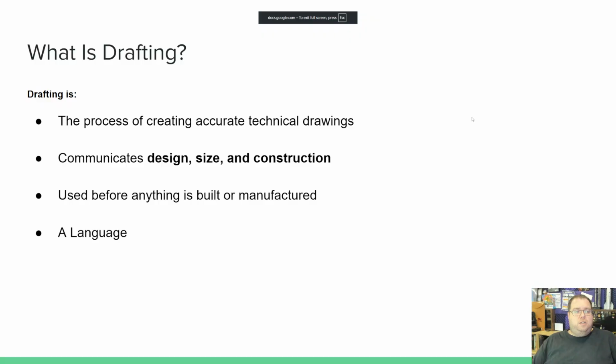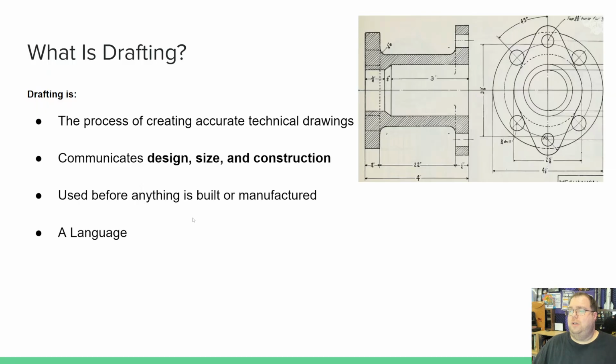Alright, so let's go through here and talk about some of the stuff that we do in our course. So the first question is, what is drafting? Well, as you can see on the screen right here, drafting is the process of creating accurate technical drawings. It communicates design, size, and construction. Drafting is used before anything is built or manufactured. But overall, drafting is a language.